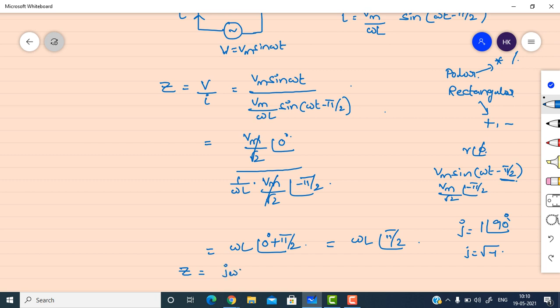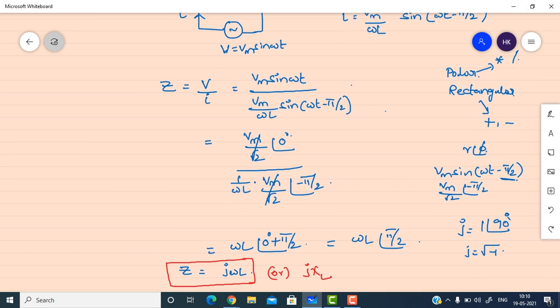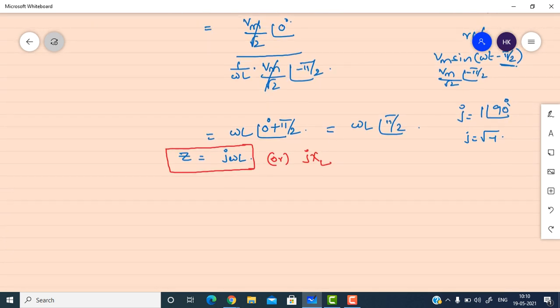So the remaining is J omega L. So the impedance for the inductor is J omega L. Whenever you are seeing an inductor in the circuit, the impedance of the inductor is J omega L or JXL. In place of omega L, we can substitute XL. So J omega L is the impedance for the inductor.